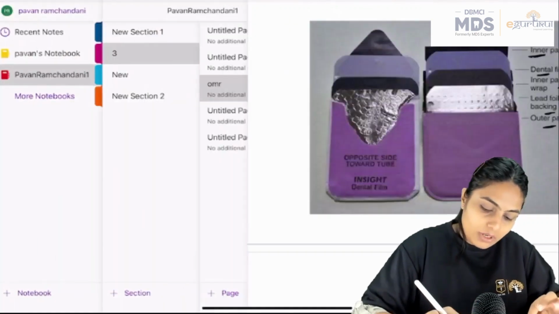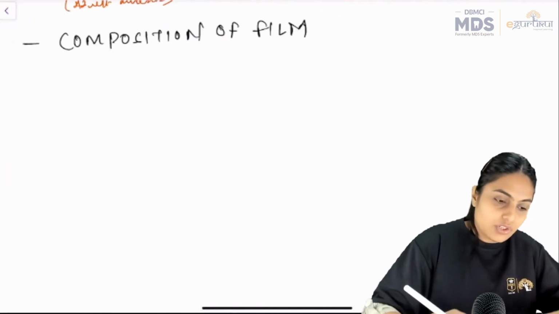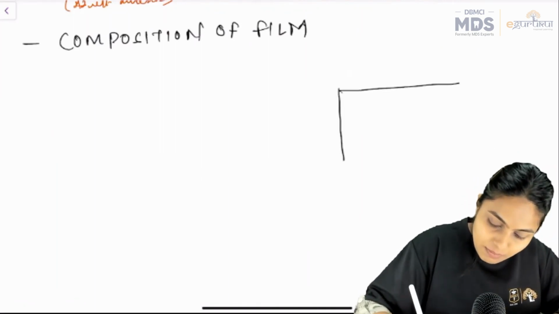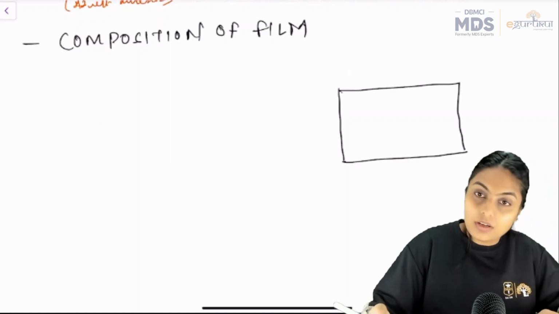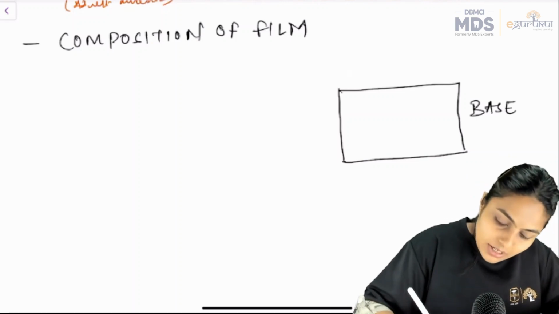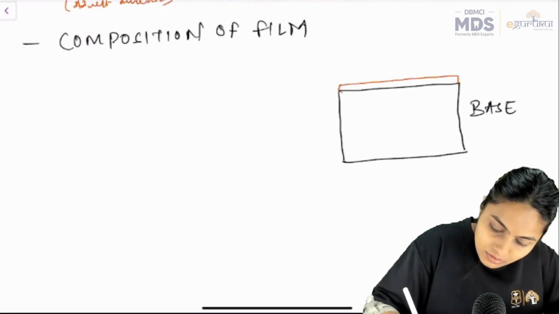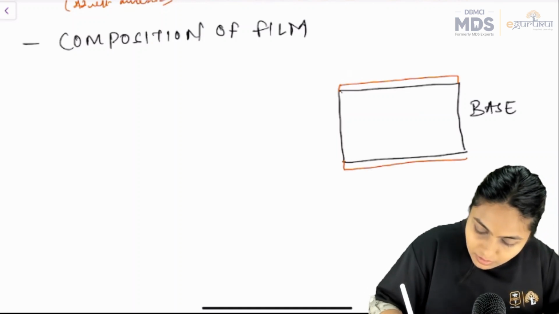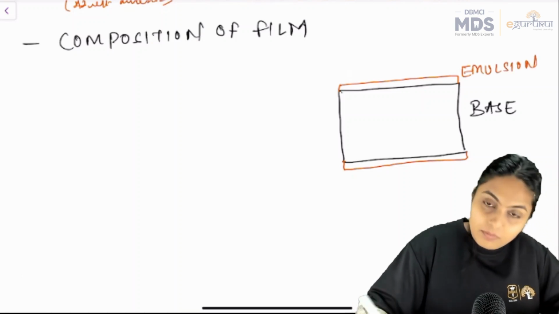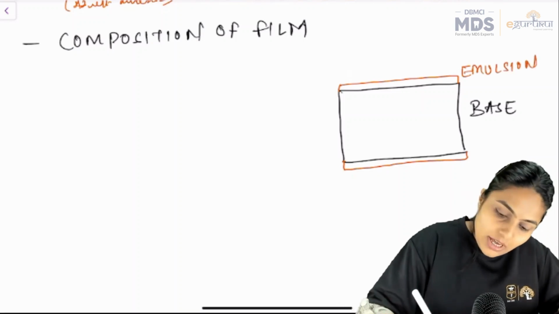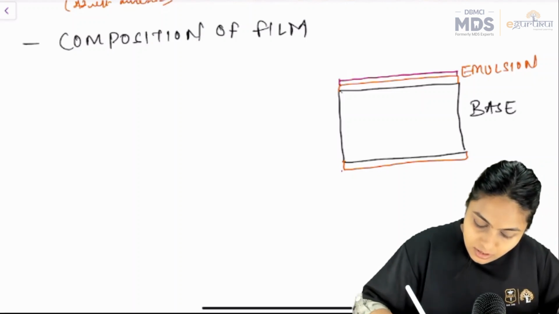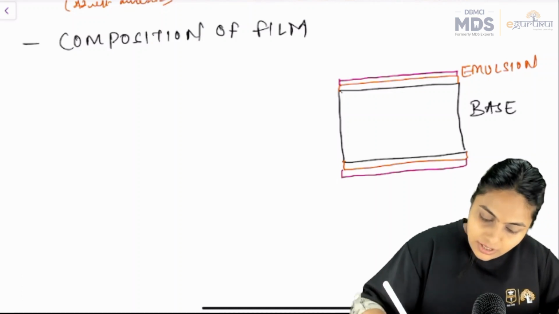Now we will see the composition of film. Basically, film consists of the base. This is the base over which we have the emulsion layer, over which we have the layer of super coat.